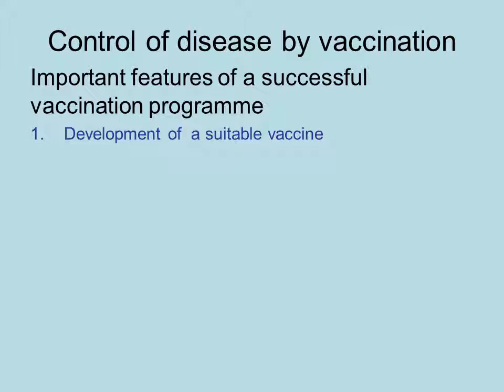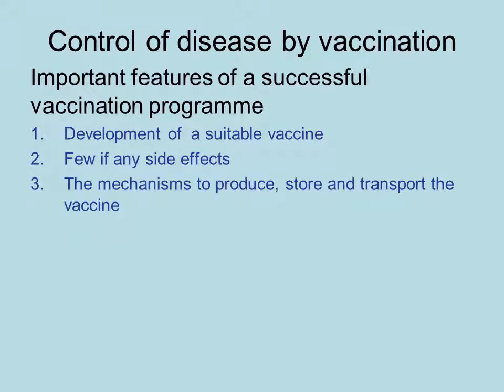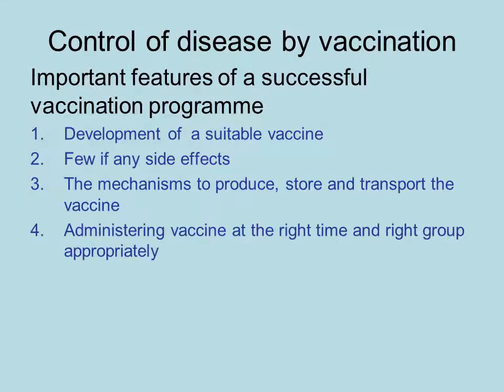For example, it's been very difficult to create a vaccine for HIV simply because the disease itself hides inside the immune system, so it's very difficult for a vaccine to access that. You need to have very few side effects, if any, because people won't take the vaccine if they think there is one. The mechanisms to produce, store and transport the vaccine have to be easy and efficient. If it becomes very difficult to store the vaccine, for example, maybe it has to be kept in very cold conditions, it makes it very hard for that vaccine to be distributed.